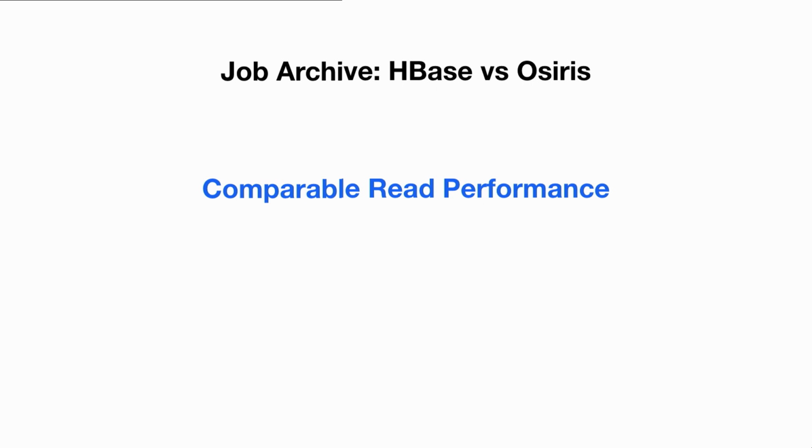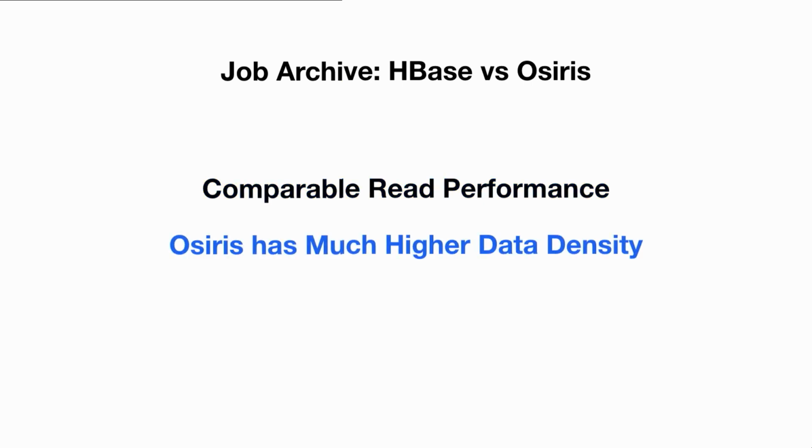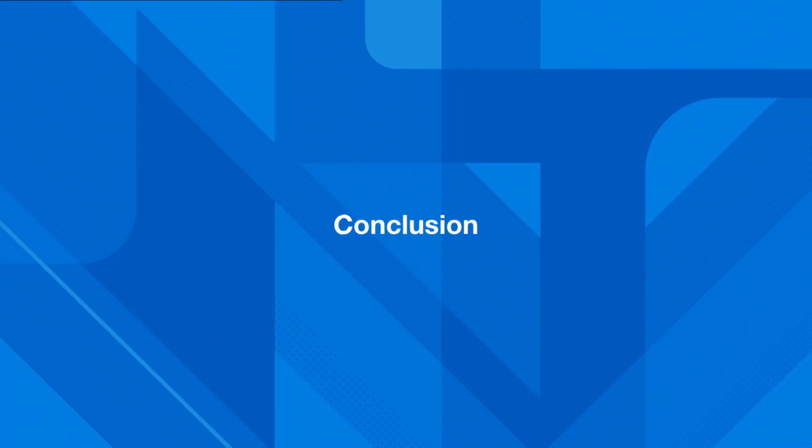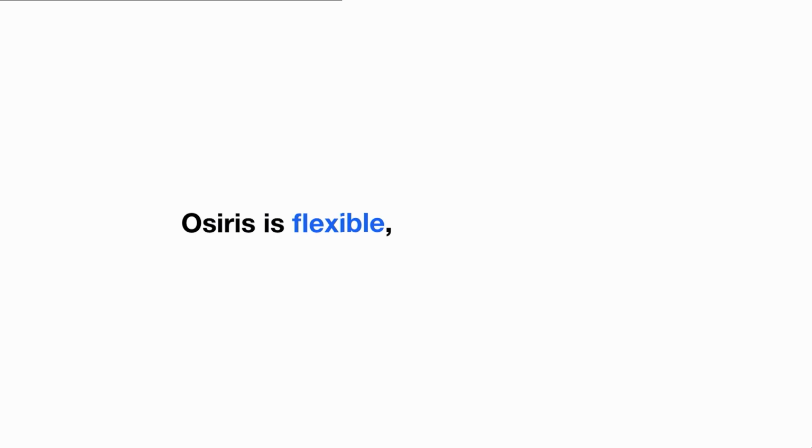So because we have comparable read performance, and we can have much larger shards, this means that we can grow our data size per server to much larger values while maintaining the same read performance, which was kind of the whole point. So we did it. Yay. So in conclusion, at Indeed, we have built Osiris, which is a flexible, scalable, and fast key value store.